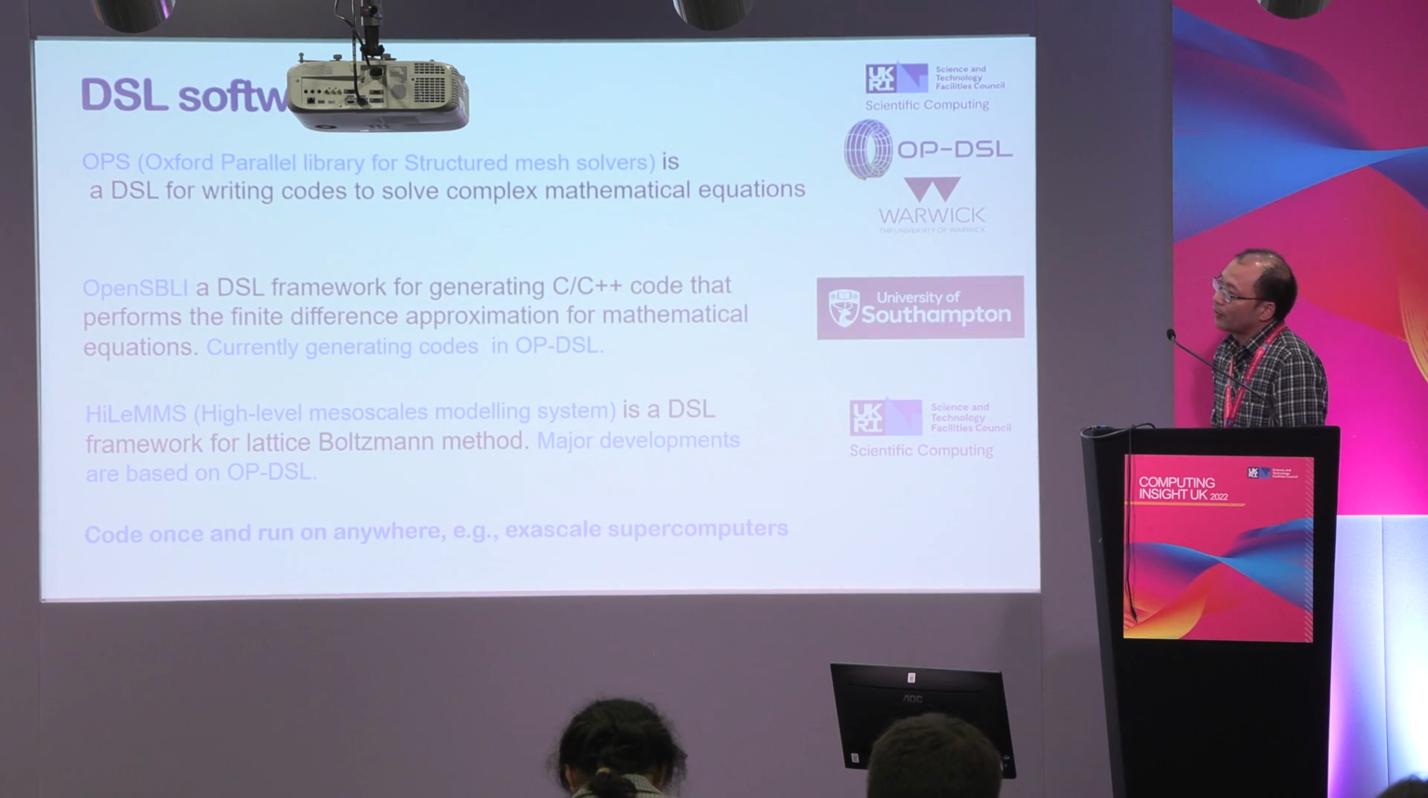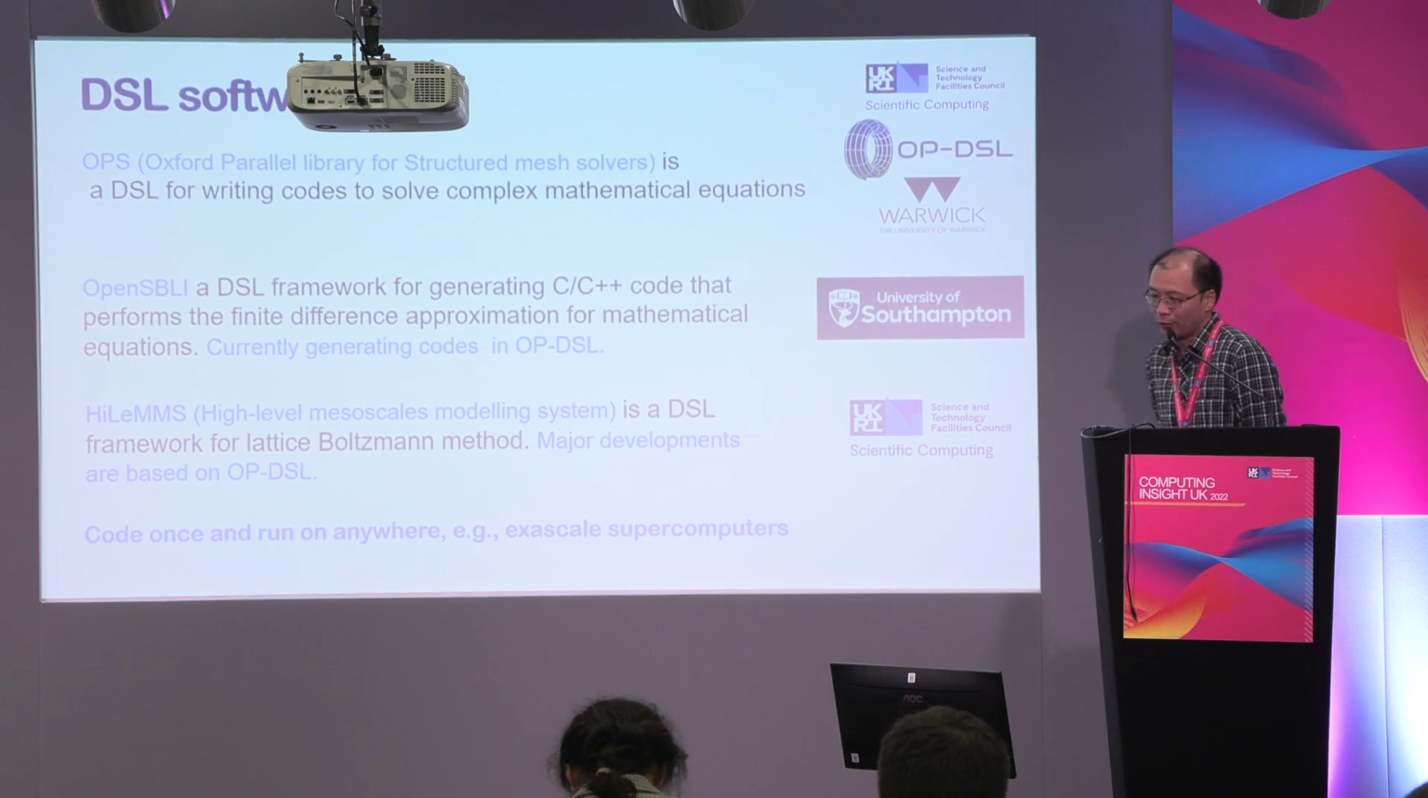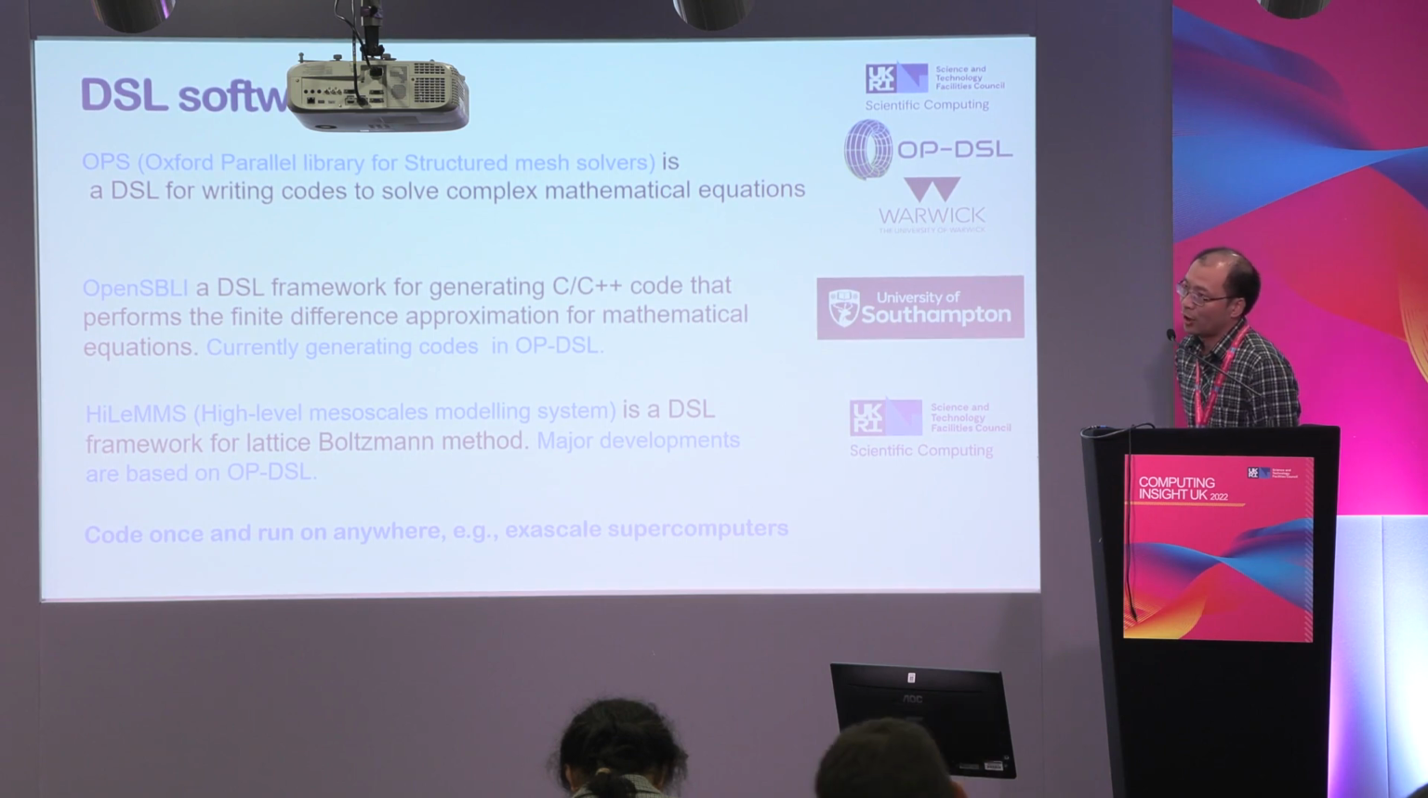So we are currently mainly involved in 3 pieces of code development following this approach. The first one is the so-called Oxford Parallel Library for Structured Mesh Solvers. This is a DSL framework for writing code to solve complex mathematical equations. It definitely works for Navier-Stokes equations, but is not limited to them. For example, I think the company NAG utilizes it for financial purposes.